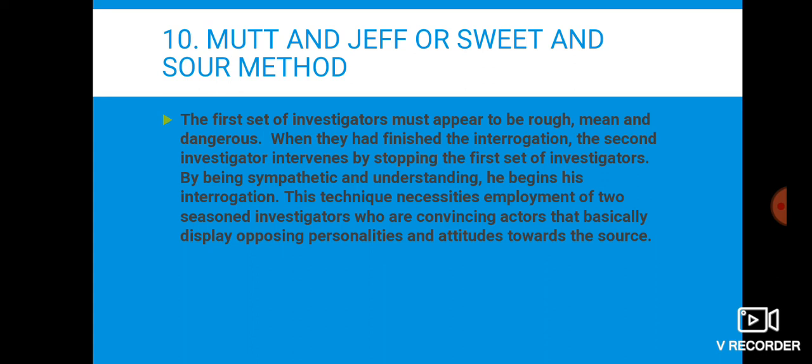So, okay, this Mutt and Jeff or sweet and sour method involves two types of investigator when investigating. The first is the first investigator who, upon entering the interrogation room, is already frightening, dangerous, always angry when asking questions of the witness or the suspect.